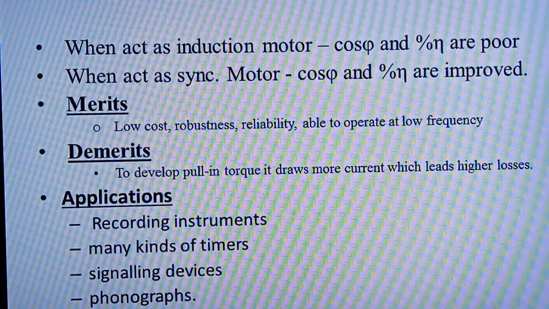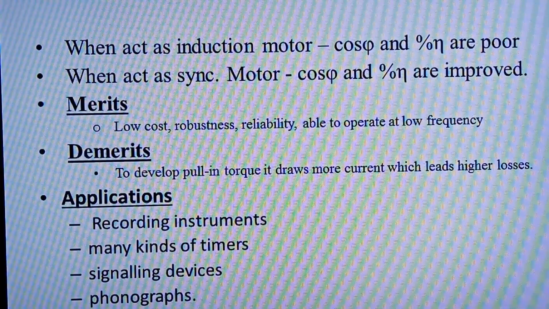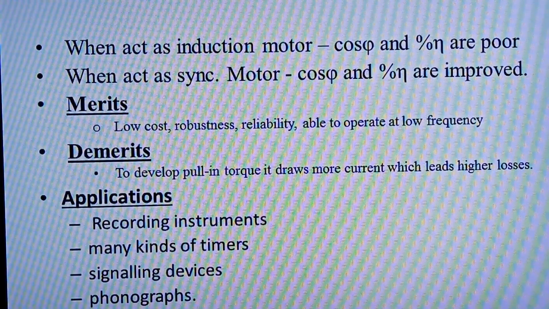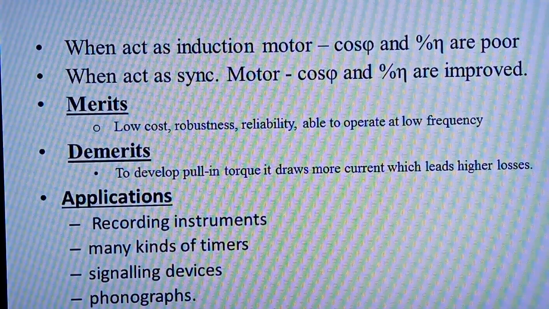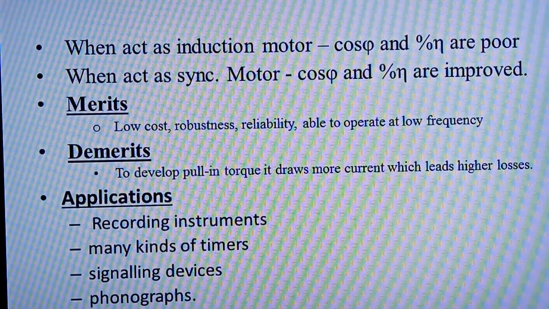When the synchronous reluctance motor acts as an induction motor at the time of starting, the power factor and efficiency are very poor, because it develops some starting torque. For developing that huge amount of starting torque, the machine will draw much starting current, so the losses will be higher at the time of starting.